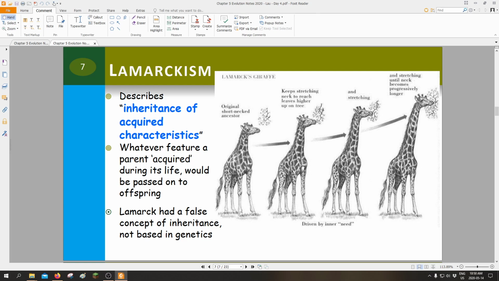Right. You might be thinking, okay, wait a minute. Now it sounds preposterous. So whatever feature a parent acquired during its life would then be passed on to the offspring.